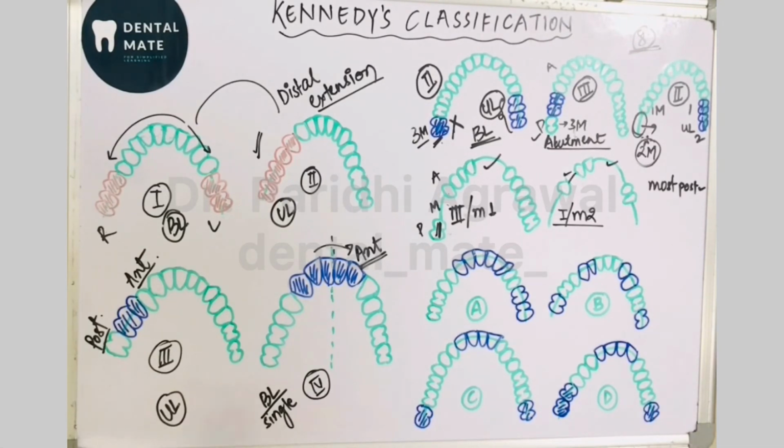Okay, so this is it about the Kennedy's classification, which has 4 classes, and the Applegates rule, which were 8 different rules. Now these are 4 questions for you all, A, B, C and D. So comment below in the comment section कि ये कौन से classes हैं, A, B, C and D.